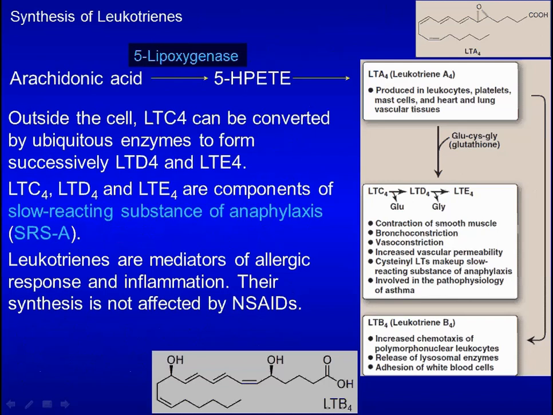Removal of glutamate from the glutathione portion of leukotriene C4 gives rise to leukotriene D4. Further removal of glycine yields leukotriene E4. Leukotrienes C4, D4, and E4 are components of slow-reacting substance of anaphylaxis, chemicals released by mast cells during allergy. They are mediators of allergic response and inflammation. Their synthesis is not affected by NSAIDs.